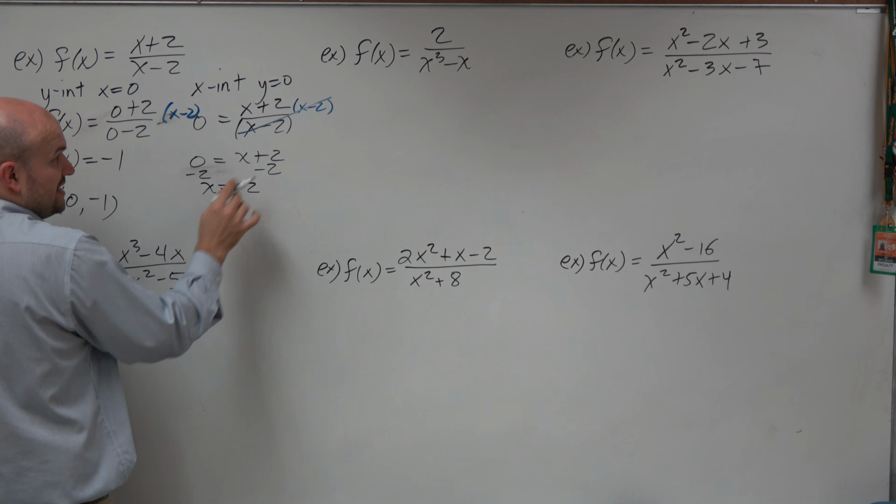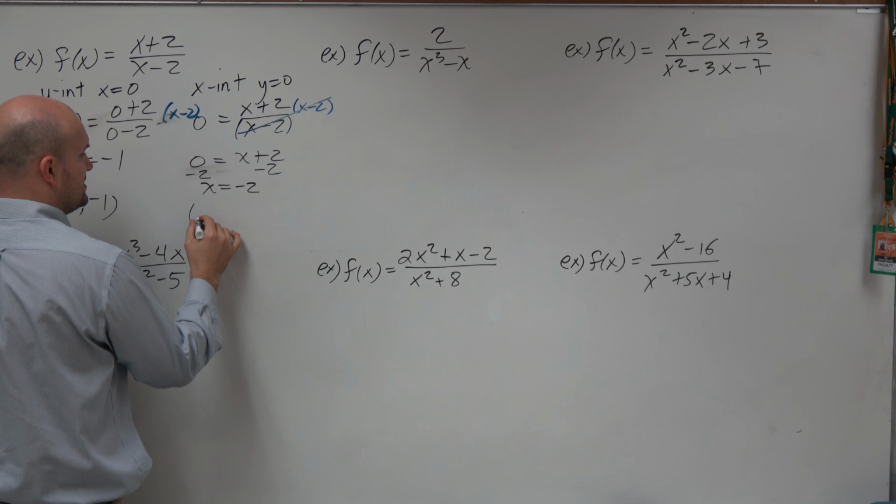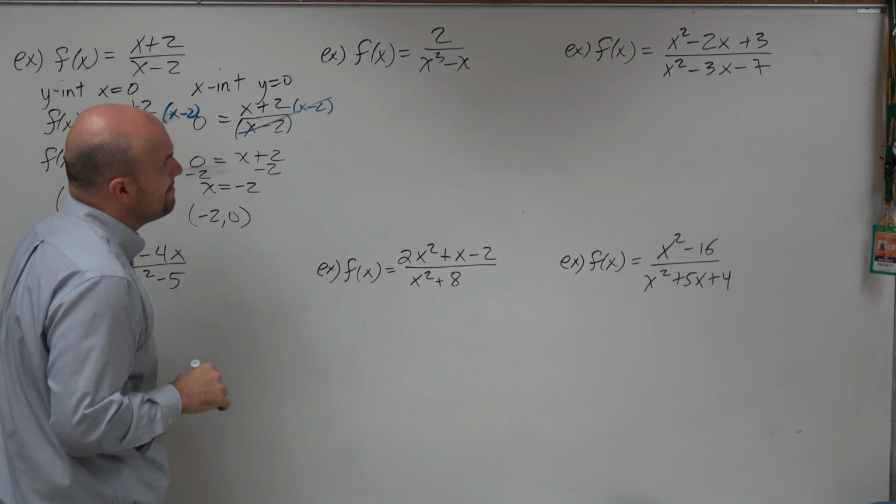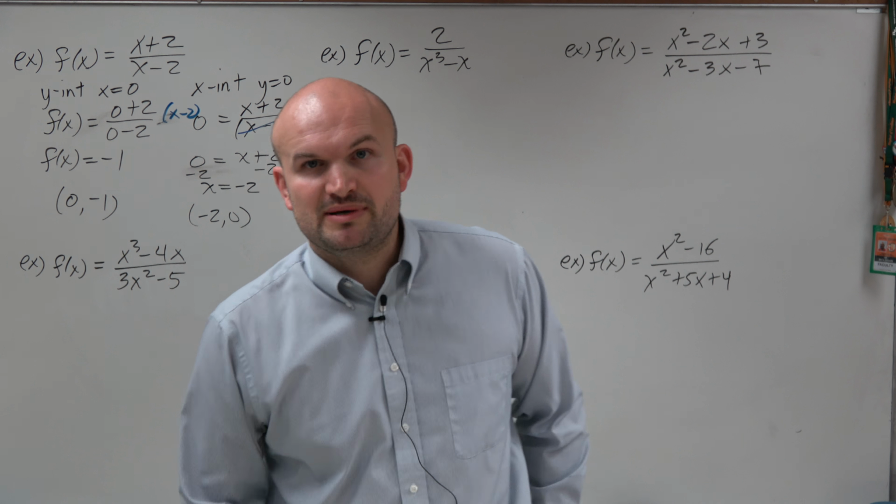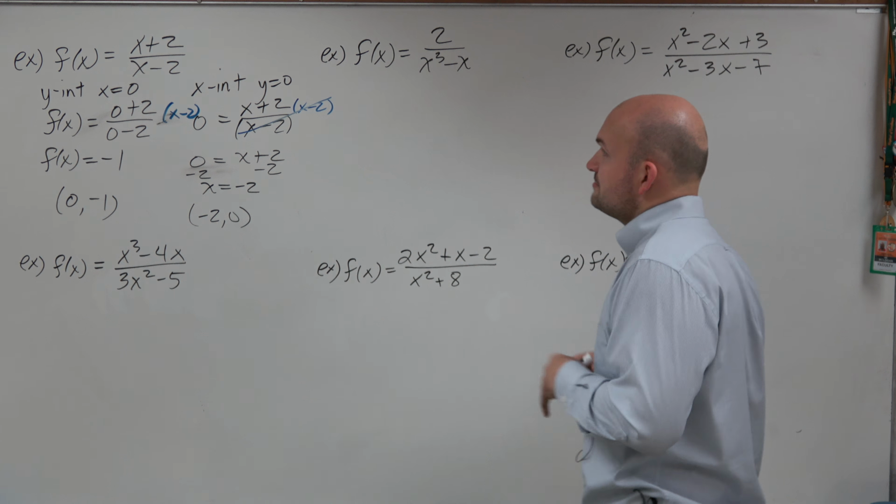So again, x equals negative 2, y equals 0. So that coordinate point is negative 2, 0. All right? And that's basically going to be our operation here. So let's go and do this again.